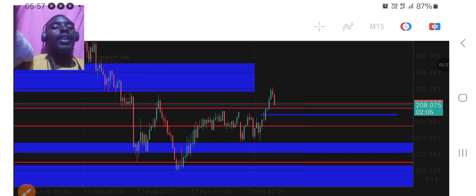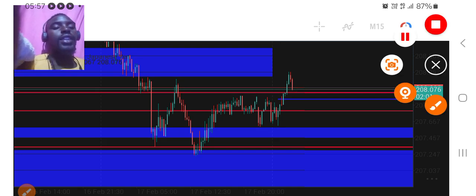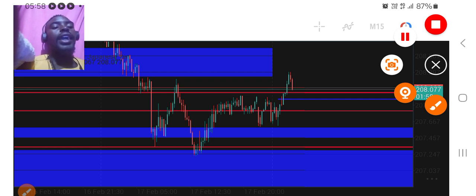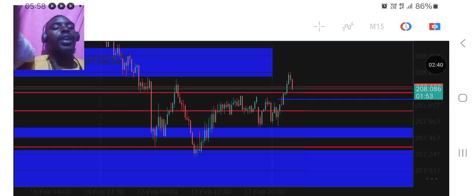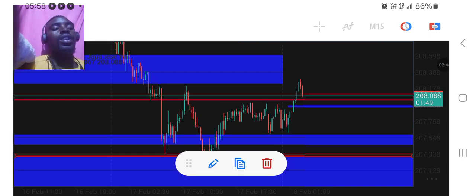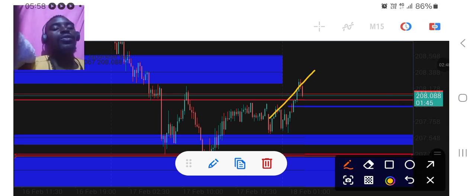So let's look at our entry model, guys. Right now you can see the time, it is 5:57, guys. The market is forming kind of my entry model here, so I'm waiting for the market to come. You can see there is that move. Let me show you, let me select that move. Yes, you can see very clearly there is that move.